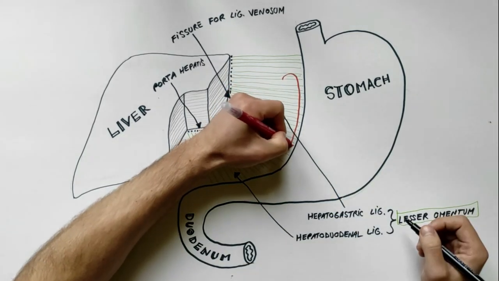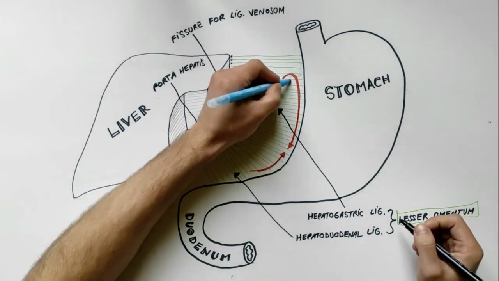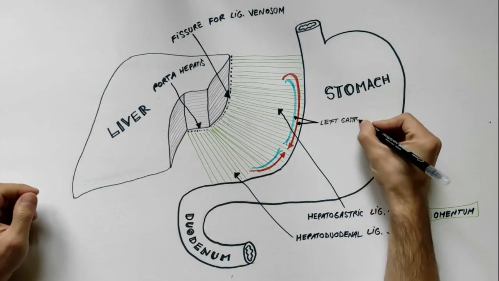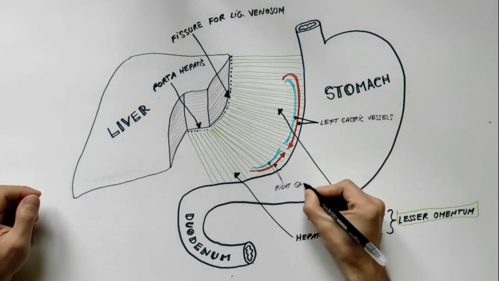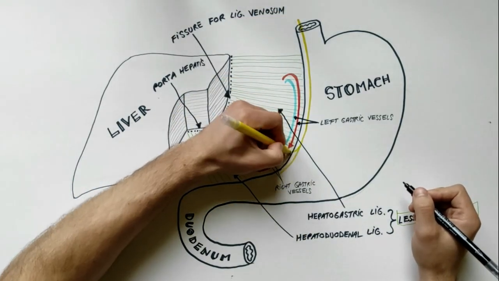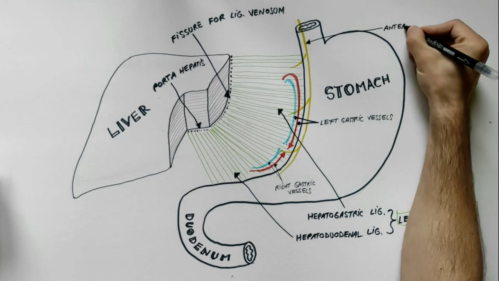Between the layers of the lesser omentum, where they are attached to the stomach, run the right and left gastric arteries, as well as the gastric veins, and branches from the anterior vagal trunk.